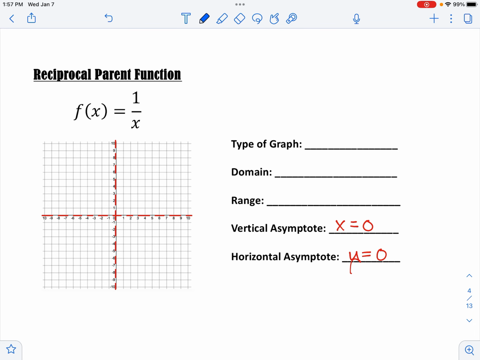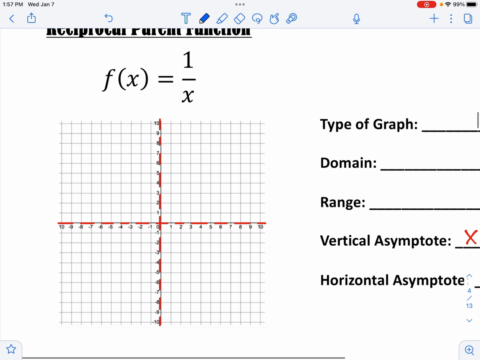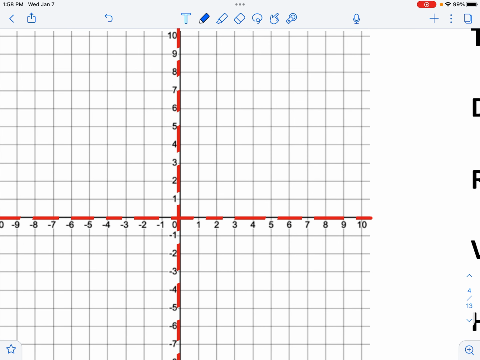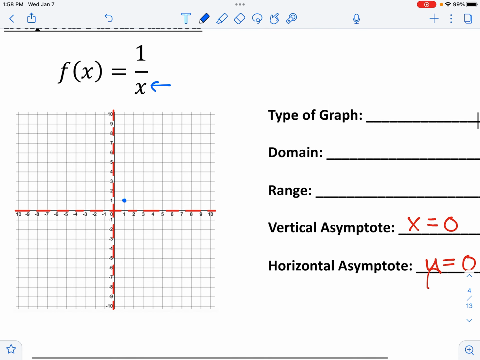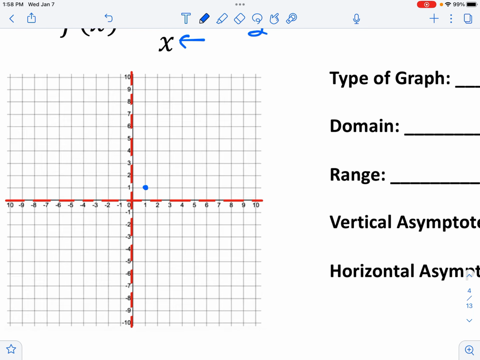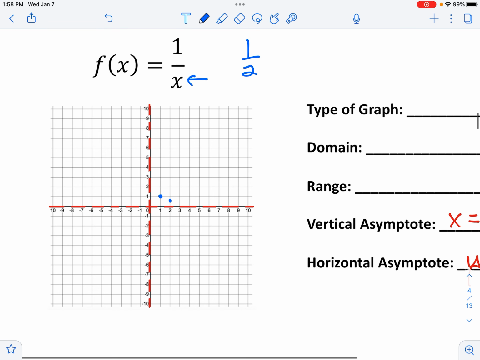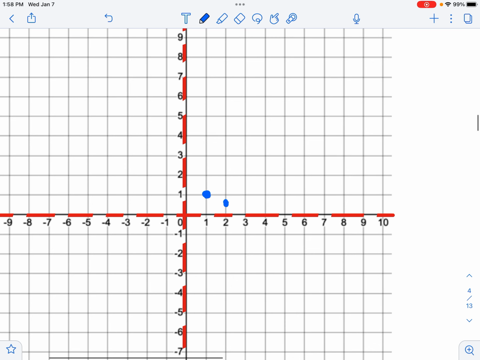All right, now we're going to graph this. And you can do this by just putting in a couple of points. If I put a 1 in for x, I get 1 over 1, which is 1. So one of the points would be (1, 1). Okay? If I put a 2 in for x, I would get 1 over 2. So when I put a 2, I'm at a half. If I put a half in there for x, I would get 2. So you can kind of see I have this.